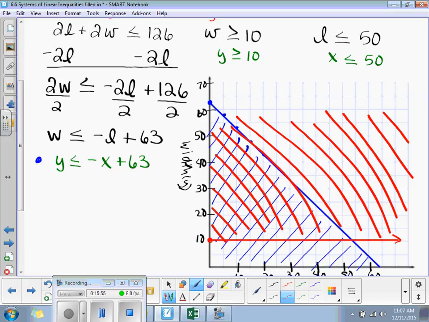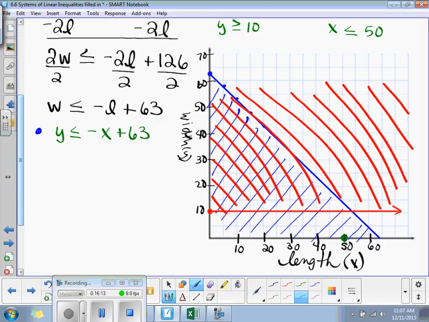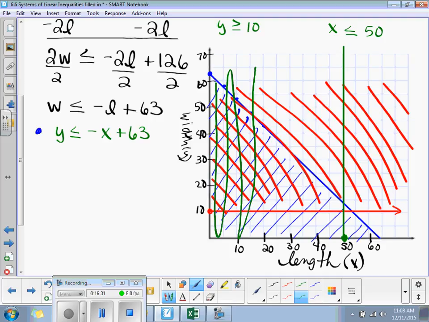The third graph, let's do in green. Okay. X is less than or equal to 50. So that's an x equals, right? So there's my x equals at 50. All right, so here's the graph of x is less than or equal to 50, and where am I shading for this one? To the left, because it's less than, right? So I'll shade like that.